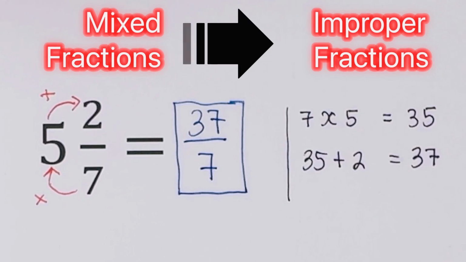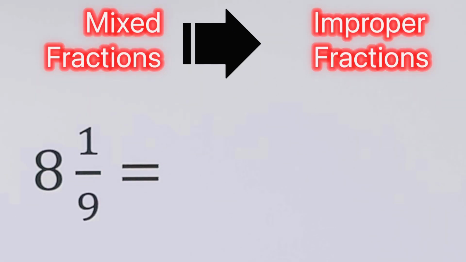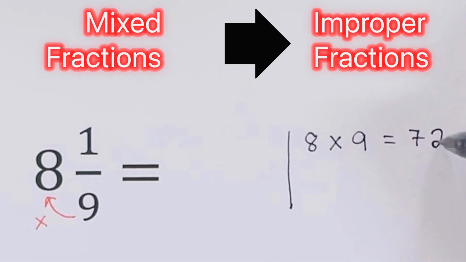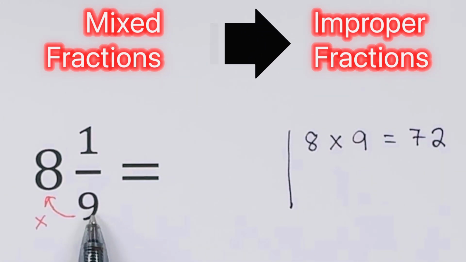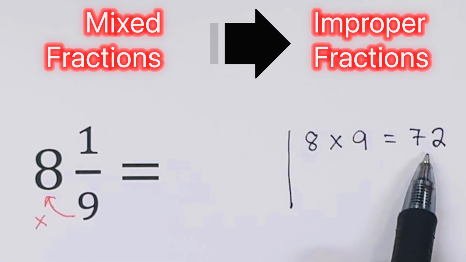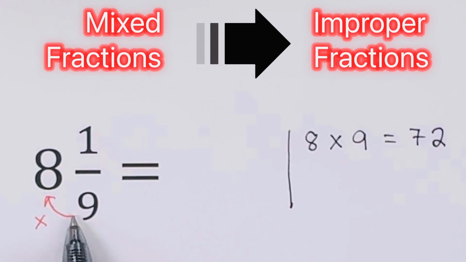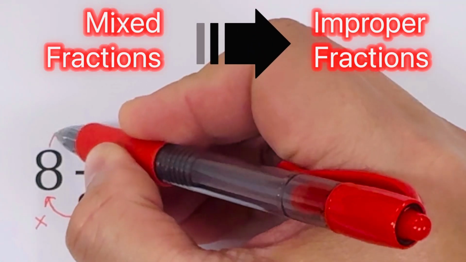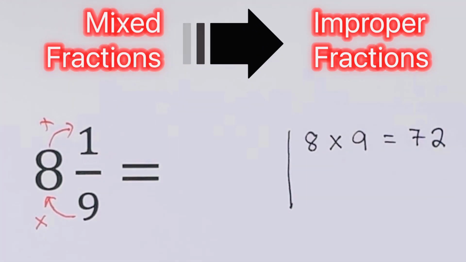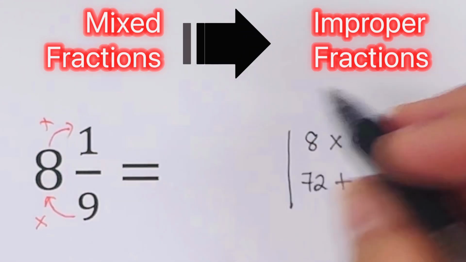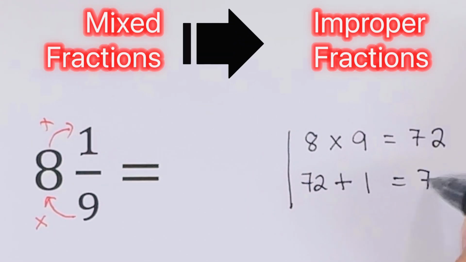Now let's have another example. In this example, we are given 8 and 1/9. Again, what we do first is to multiply the denominator and the whole number. 8 times 9 or 9 times 8 is 72. And then after that, whatever is the product for these two, we add the numerator. So that comes out 72 as the product. So 72 plus, we got a 1 here. So that comes out 73.